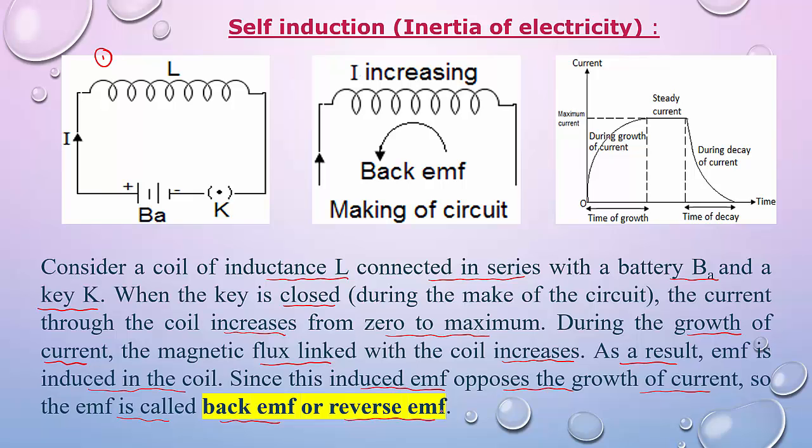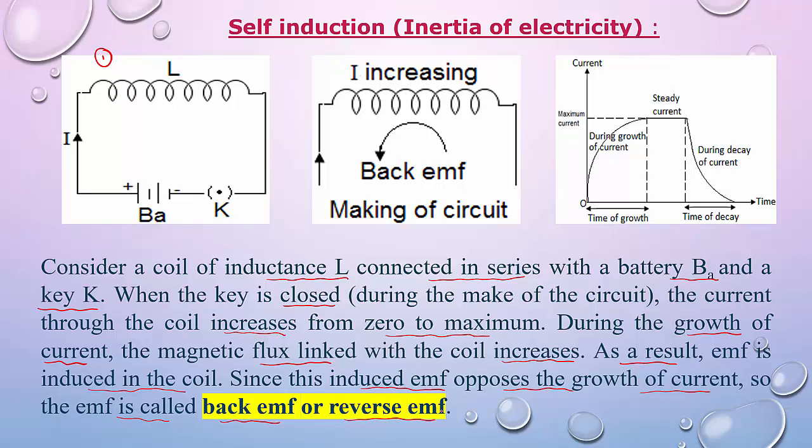We know that when induced EMF takes place in the coil, this induced EMF always opposes the changing magnetic flux. Who is the cause of induced EMF? Changing magnetic flux. When induced EMF takes place, this EMF itself opposes the changing magnetic flux. It opposes the growth of the current. So this induced EMF we are going to call back EMF or reverse EMF, because this EMF opposes the growth of the current. Is it clear?